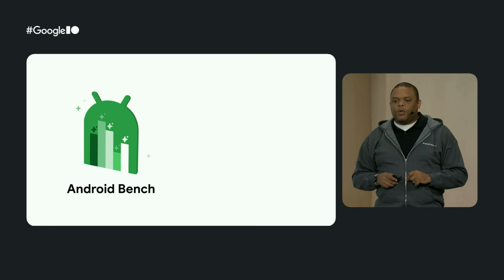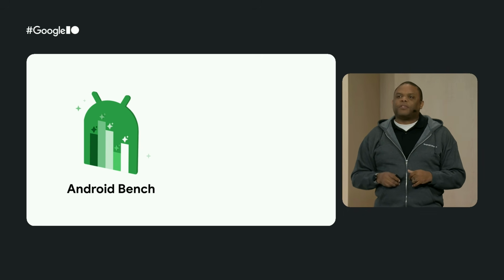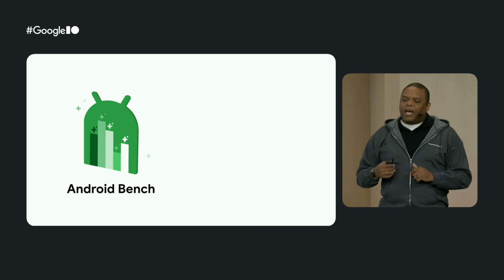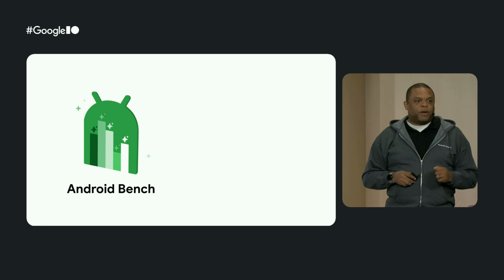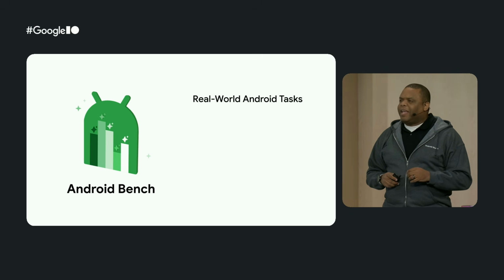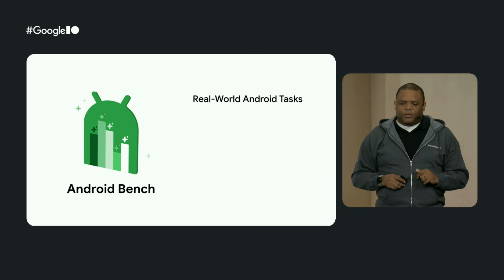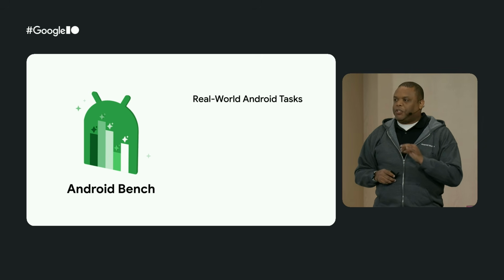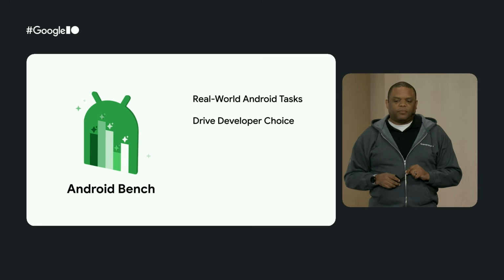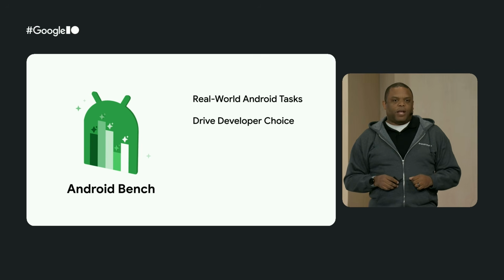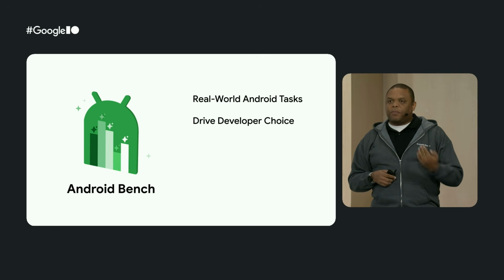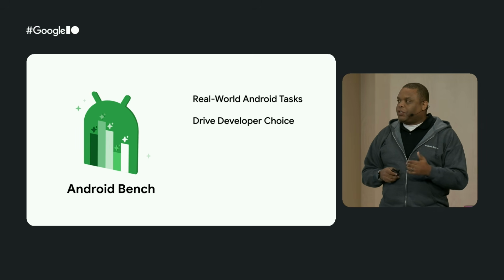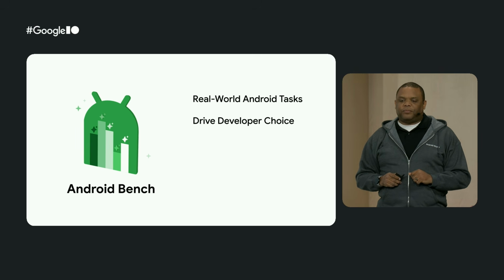Speaking of model selection, we know that model capabilities are changing almost on a weekly basis. So we recently published Android Bench to help you decide which model to use. This benchmark does a couple things. One, instead of relying on generic coding puzzles or coding challenges, Android Bench is built using real-world Android tasks that you use day in and day out. Two, it drives developer choice. As LLM makers improve their benchmarks against Android Bench, it ultimately drives a wider selection of models for you to choose from for Android development.